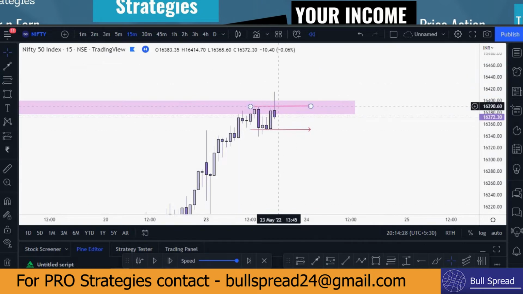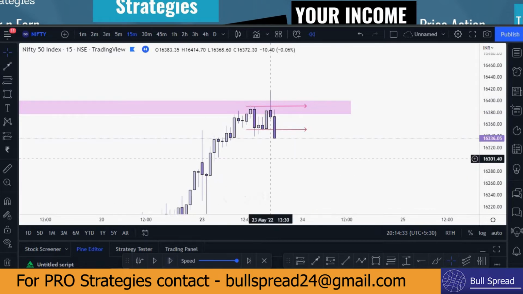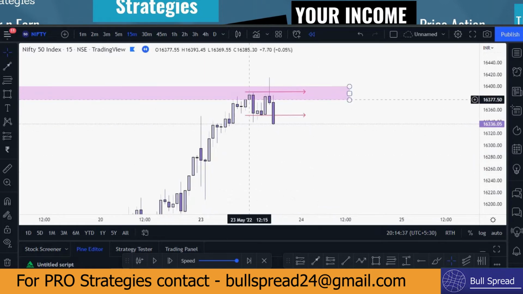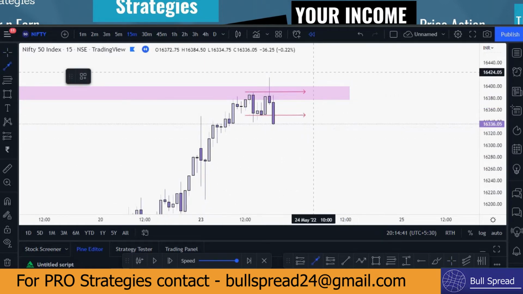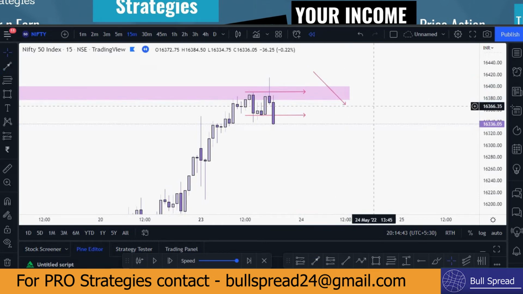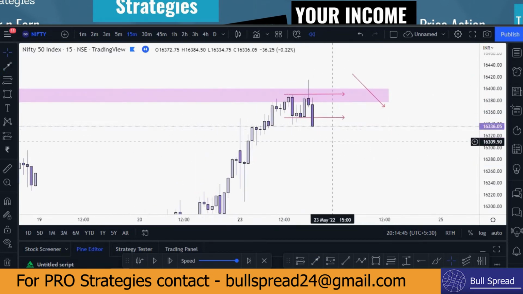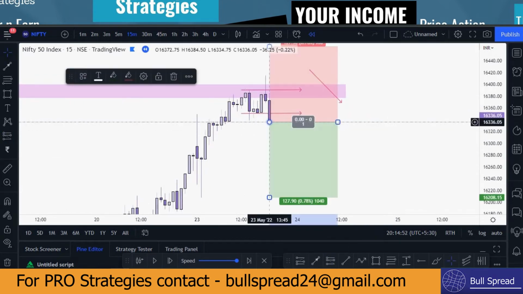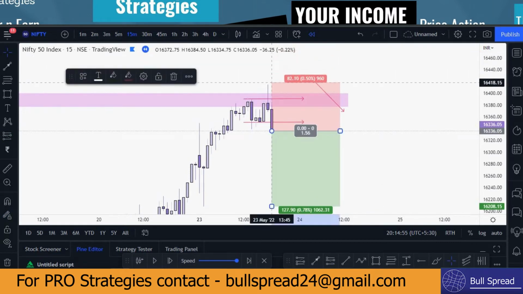We need a close above this or below this. So let's wait. Here we got a close below these zones. This is a supply area, so we have a lot of tendency for the price to move in a downward direction, and the overall trend of the market is in a downward direction. So what we can do is look for a short opportunity right here. Keep your stop loss above this zone.